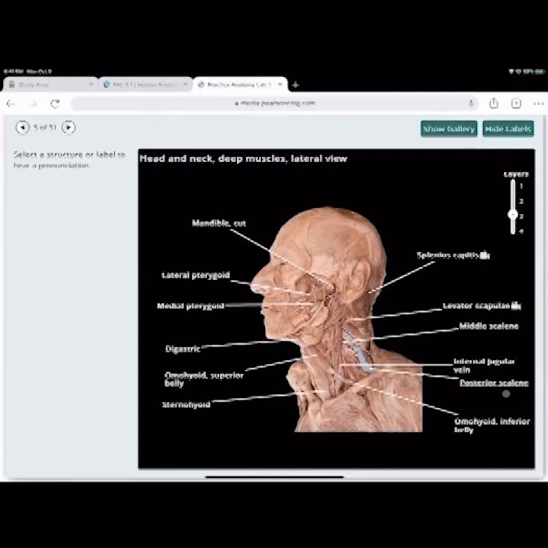And you have scalenes. You have a posterior scalene, one towards the back. You have a middle scalene and the anterior scalene. That's your posterior scalene right there. Internal jugular vein again. Your middle scalene. Your levator scapulae and your splenius capitis, the muscle behind the ear.